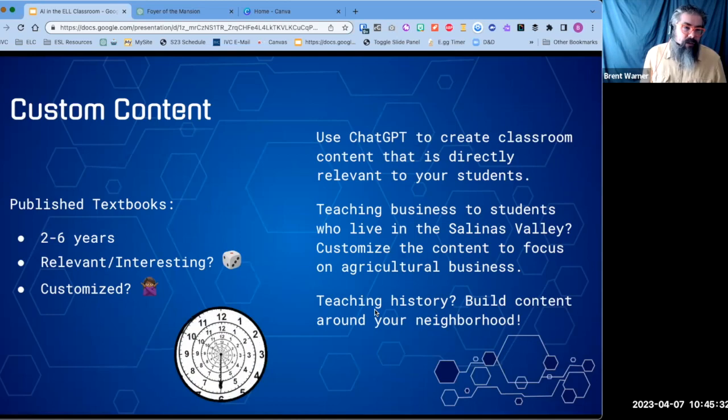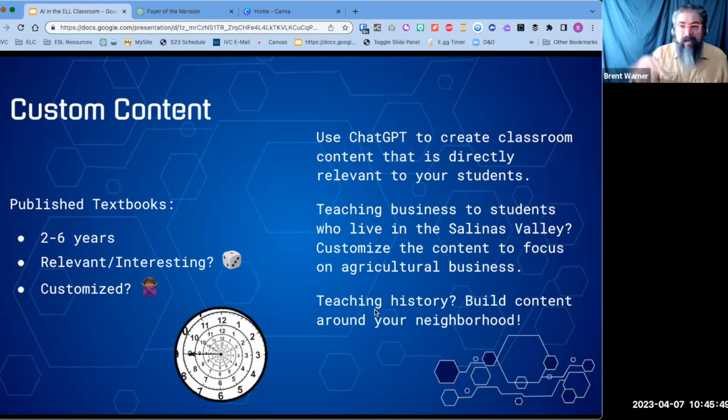But what you can do with these things is get it to totally customize content for your students in the setting of the world that they live in. So you can ask it, hey, create content, tell me about the history of, in my case, Irvine, right? And it'll give me content all around Irvine that I can then have my students interact with and use.